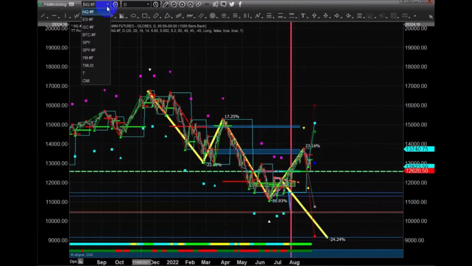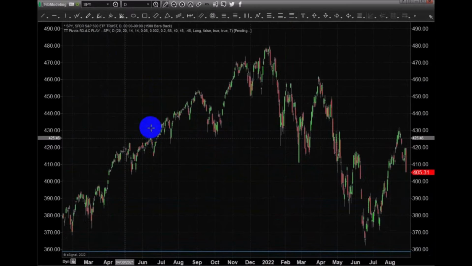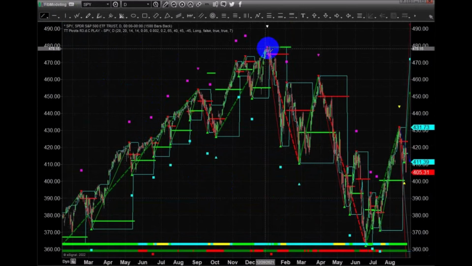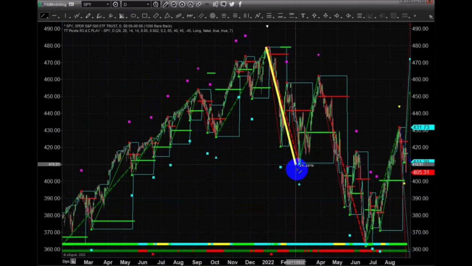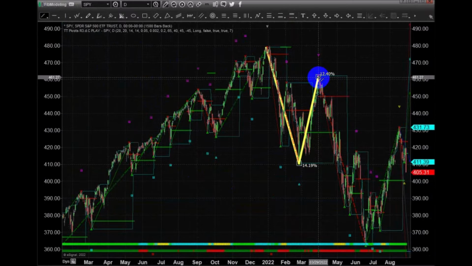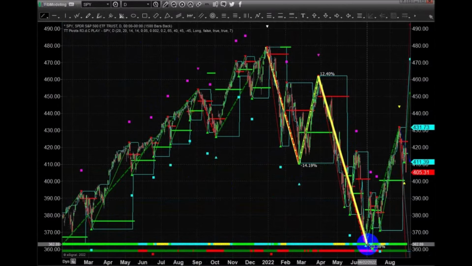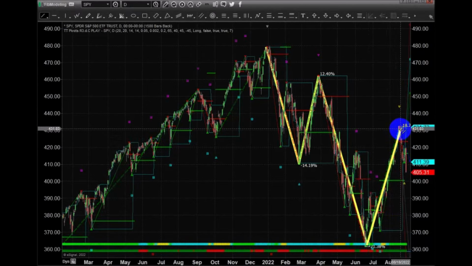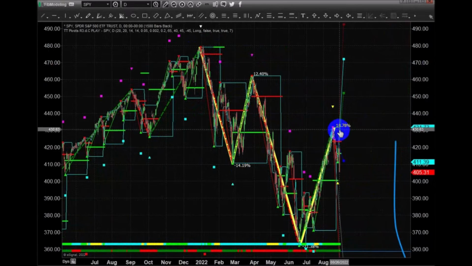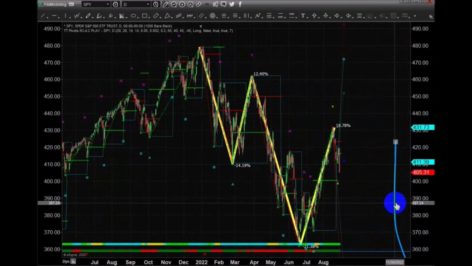Next, let's go to the SPY. We have the same setup, ladies and gentlemen. It's going to be available on almost every chart. We have the A set up down to here. We have the B set up to here. We have the C set up down to here. And then we have the E set up to here, which gives us that same A, B, C, D, looking for an E.